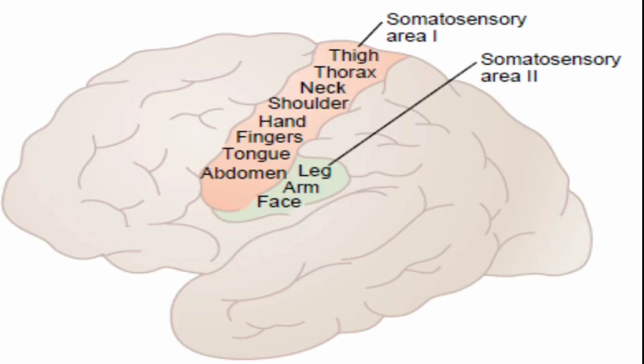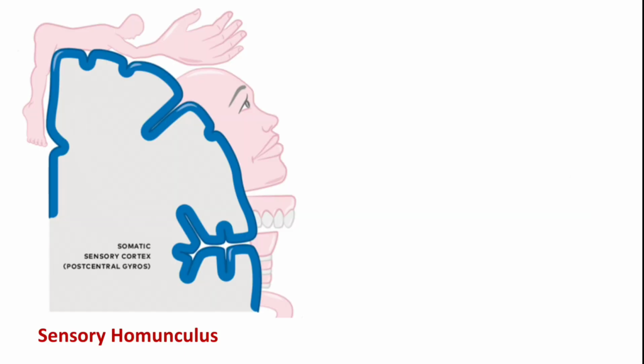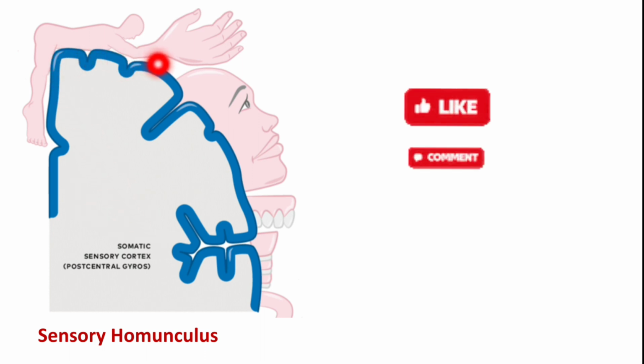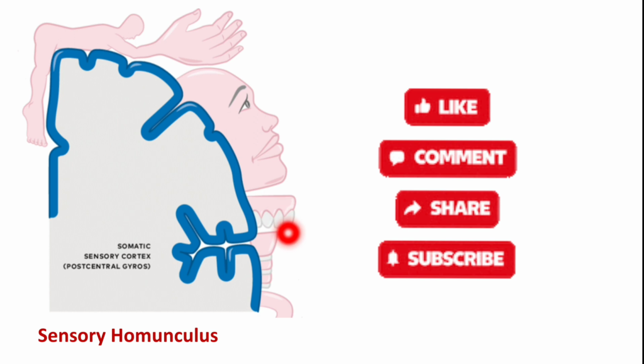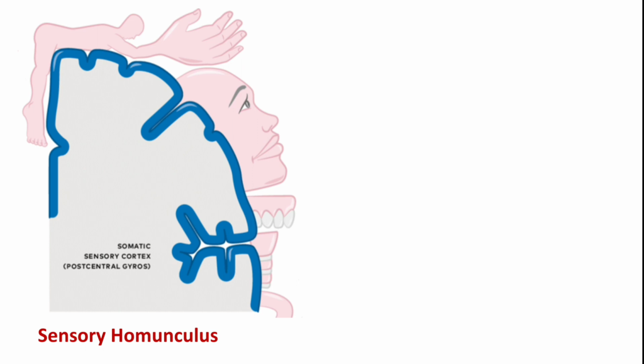Now as you can see, in this area S1, different body parts are represented, and a figure of the body is formed, which is called sensory homunculus, as you can see in this figure. Now in this sensory homunculus, body is represented upside down. As you can see, the upper parts of the body are on the lower side, and the lower parts of the body are on the upper side. And body is represented contralaterally, that is, the right half of the body is represented in the left brain, and the left half of the body is represented on the right side.